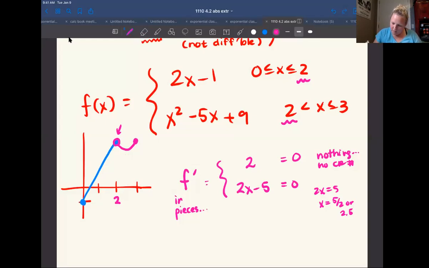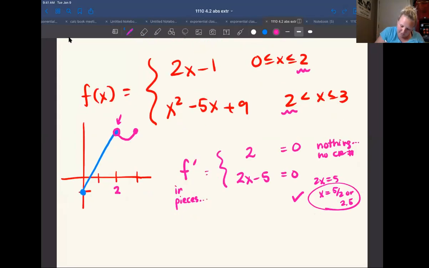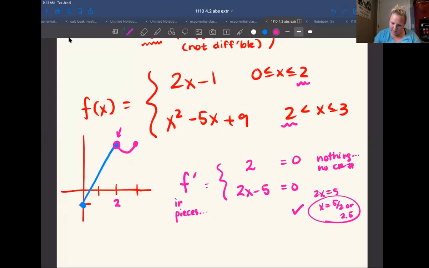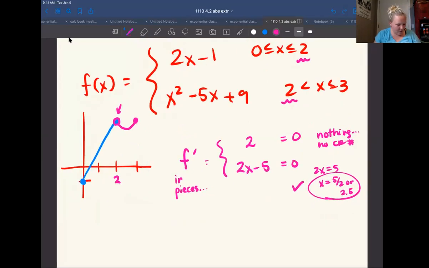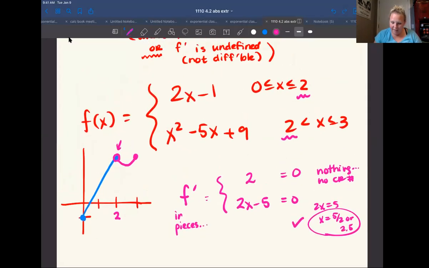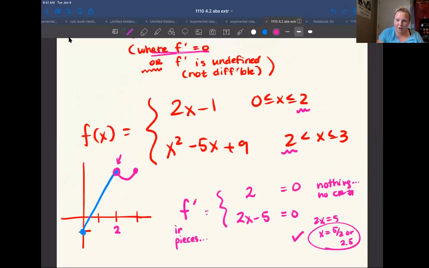Okay. So 5 halves is a critical number. It's in the domain of the original function, so that's considered a critical number. I didn't give you any endpoints. Well, we'll look at endpoints in a minute. But as far as the function goes, 5 halves is the only thing that makes the derivative 0.